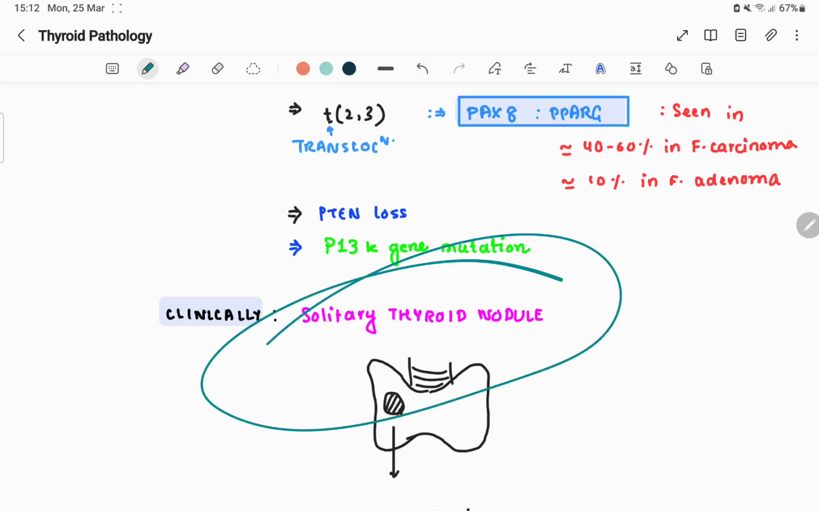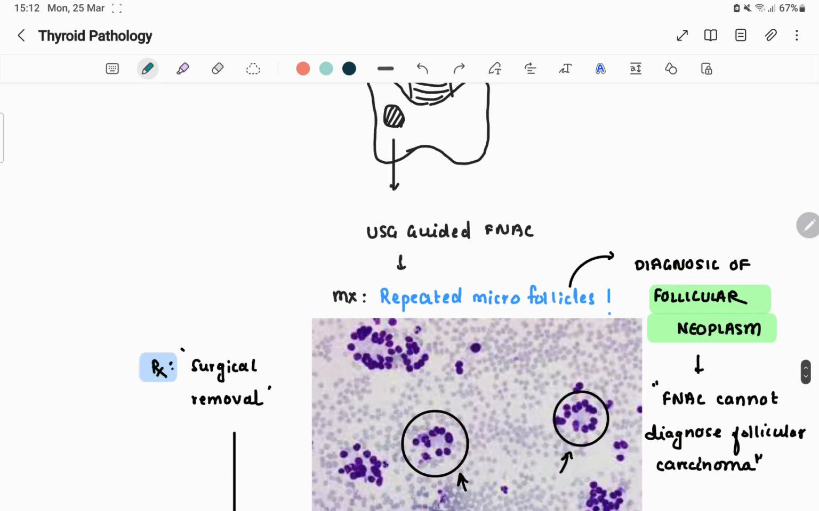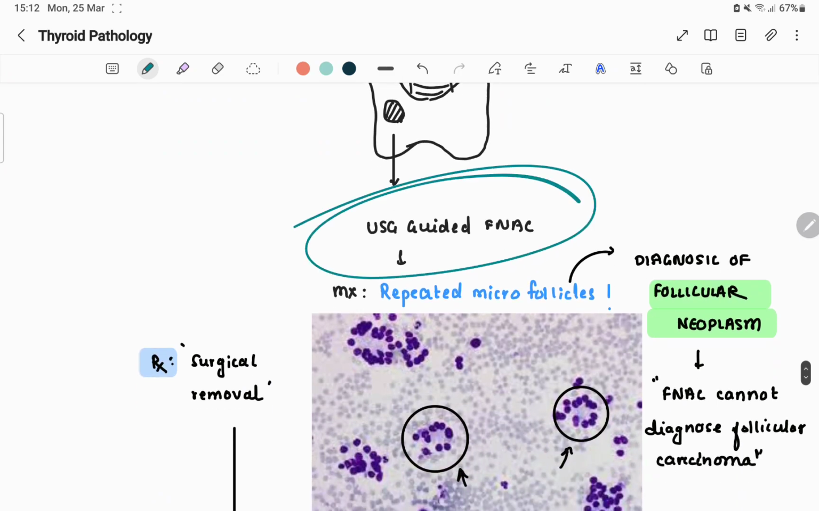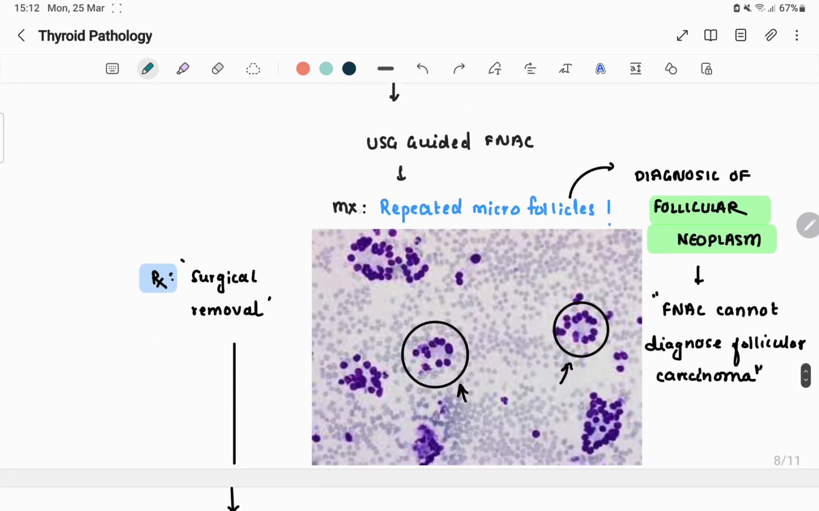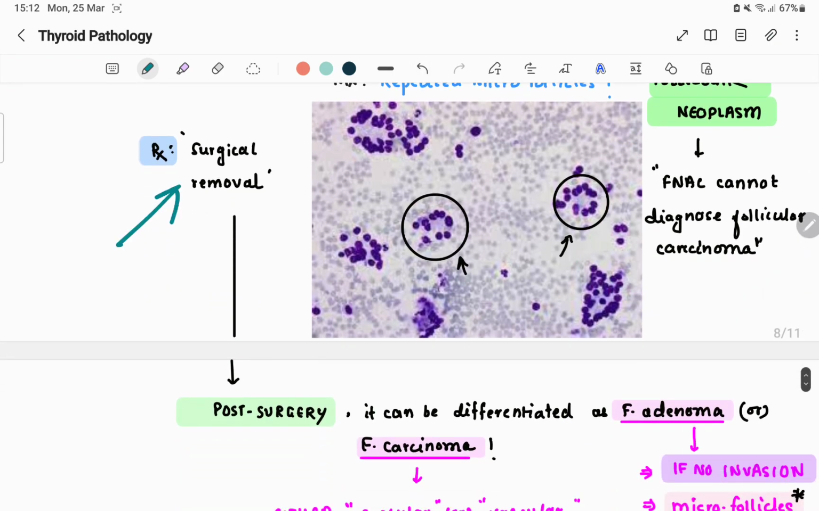And clinically, there will be a solitary nodule. Remember, that is a solitary thyroid nodule. If there is a solitary thyroid nodule, you do USG guided FNAC, and in microscopy you will see repeated microfollicles, which are diagnostic of follicular neoplasm. Remember, FNAC cannot diagnose follicular carcinoma. And treatment is surgical removal.